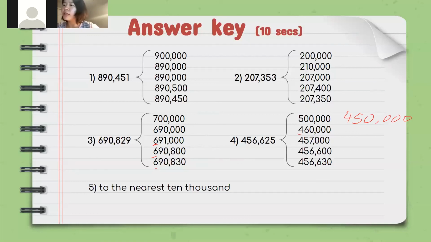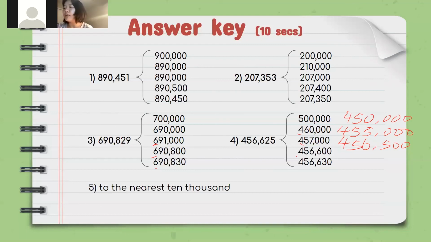And for the 10,000 place, the midpoint for the 10,000 place will be 455,000. And this number is larger than the midpoint. So we round this number up to 460,000. And for the thousand place, the midpoint will be 456,500. And this number is larger than the 1,000 place midpoint, so we round this number up to 457,000.